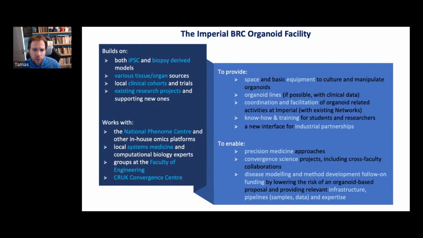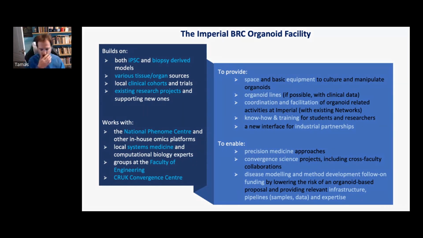So it's not a service providing facility. We are providing space, training, know-how, and industrial partnerships if needed. But basically what we want to achieve is that more people are using organoids, and ideally in their own lab, and they get more funding for that. They develop further these disease models, and they validate how they could work nicely.